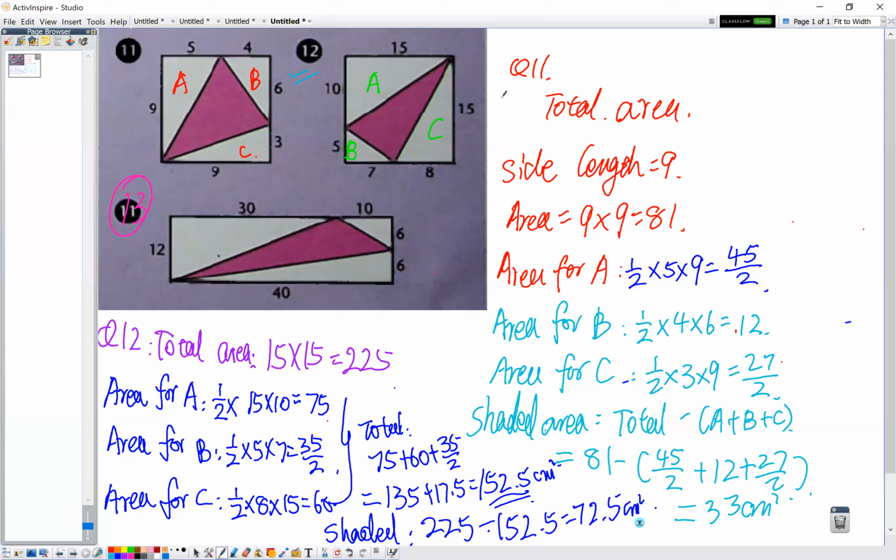Okay, original check your final answer. However, your final answer for question 13 was not right. Let's look at this question together and see how you work this out. Now we put it on a separate page, so we have enough space.